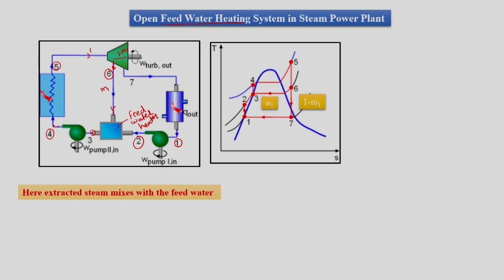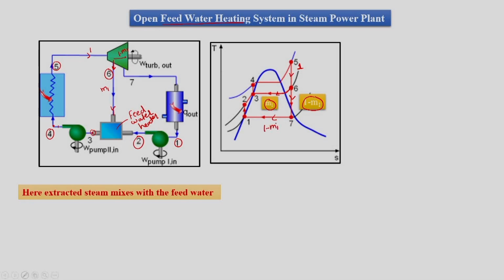Earlier, whenever we were drawing the TS diagram for the steam turbine cycle or Rankine cycle, we never considered any masses. We just considered the TS diagram and thermodynamic properties, since in the complete circuit we had the same mass flow rate, but now we do not have the same mass flow rate. What is happening is, till this point we have unit mass flow rate, but at point 6 the mass gets split into M1 mass and 1 minus M1 mass, and this 1 minus M1 mass is reaching the condenser.